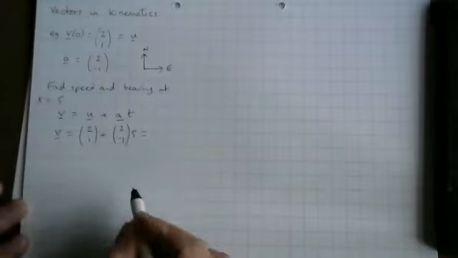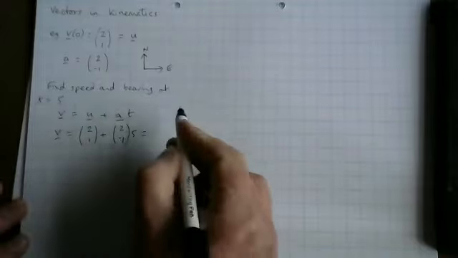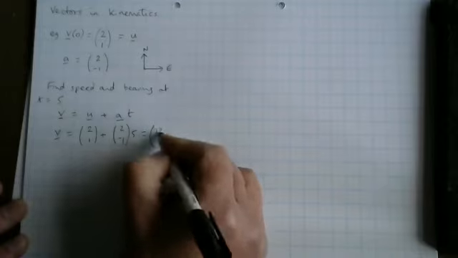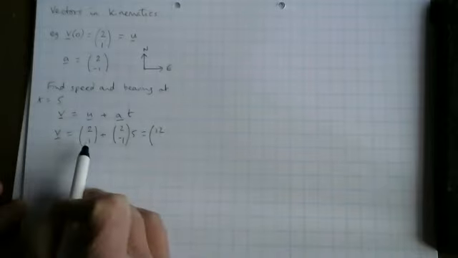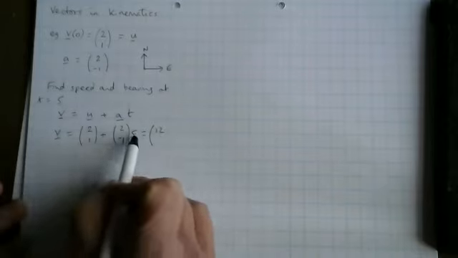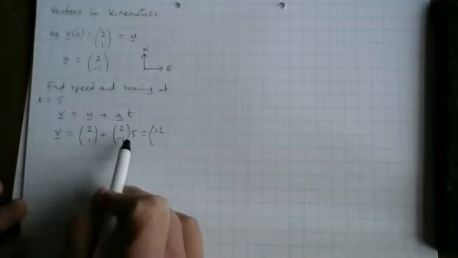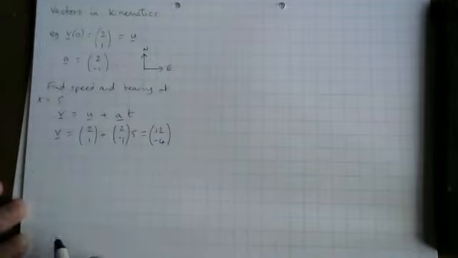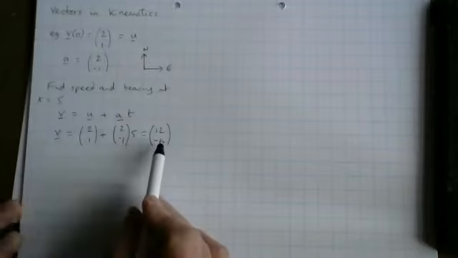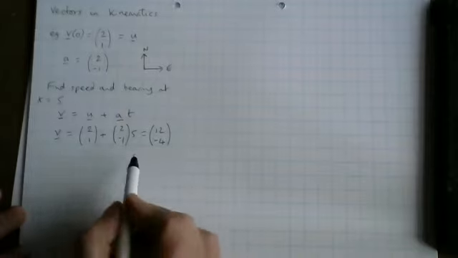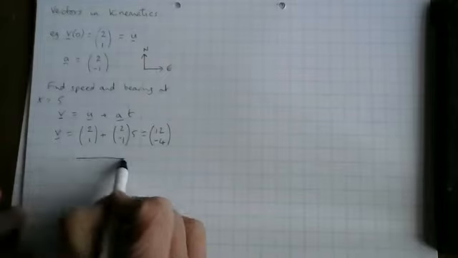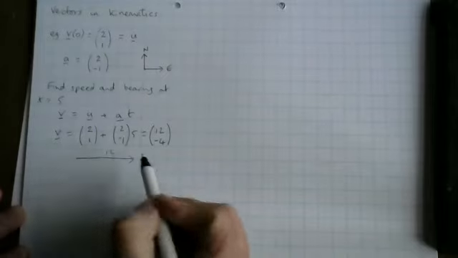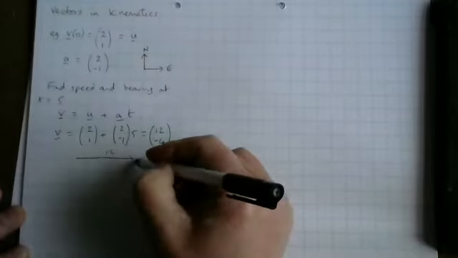I'll answer straight away here. I suppose 2 plus 2 times 5, that's 12. 1 plus negative 1 times 5. So 1 minus 5, minus 4. My velocity then is (12, -4). What does that look like as a vector? That means I'm going along in this direction, 12, and downwards, 4.